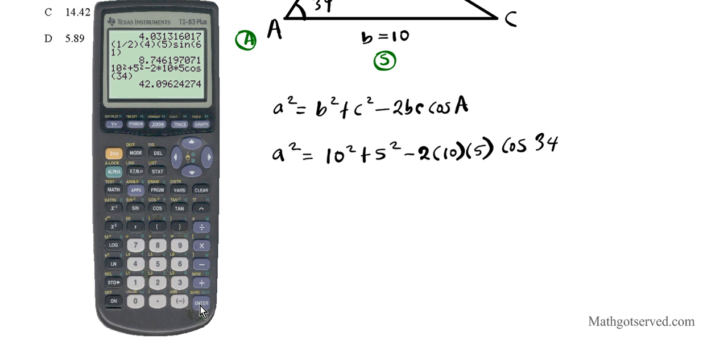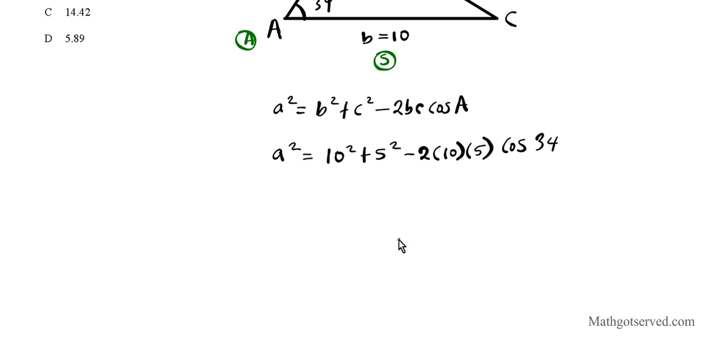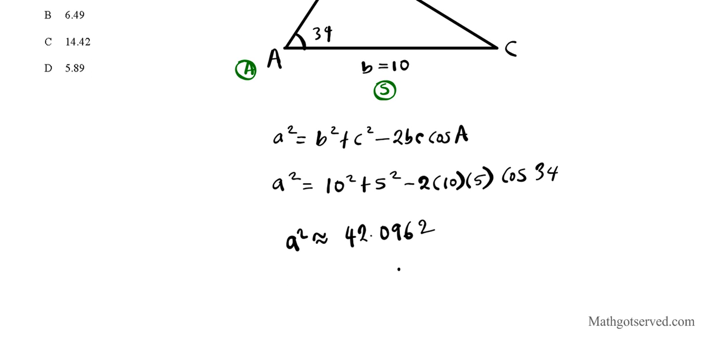Answer is 42.0962. So a squared is approximately 42.0962. So we're not done yet. We have to take the square root of both sides to get the value of a. So take the square root.